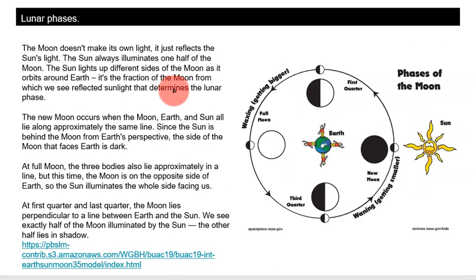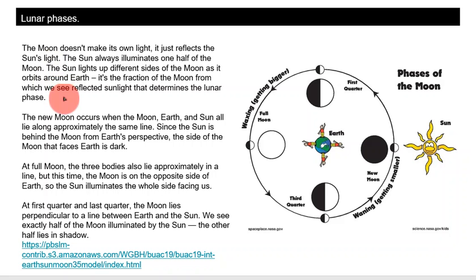The other phenomenon that we can observe on the Earth in relation to the moon is the phases of the moon. When you look out into the sky in the evening time, you have these different phases of the moon. So we want to look at how that happens or what causes that. The moon doesn't make its own light. The light that we see is light that's reflected from the sun to the Earth. It just reflects the sun's light.